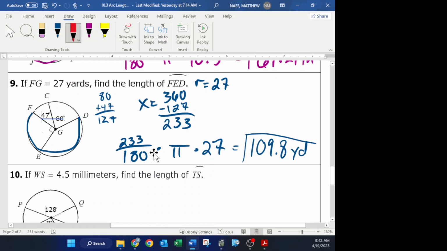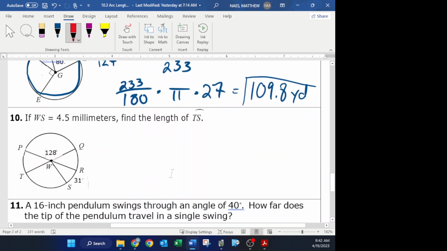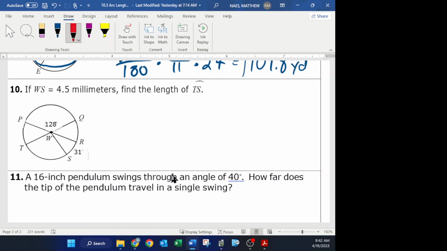All right. So number 10, we are given WS, which is the radius. So the radius is 4.5. Find the length of TS. Now again, this is similar to the one we just did. These are vertical angles. So if this is 31 degrees, that means this angle is 31 degrees. So the measure of angle TWS, which is what we need, is 128 minus the 31 degrees. So 97.